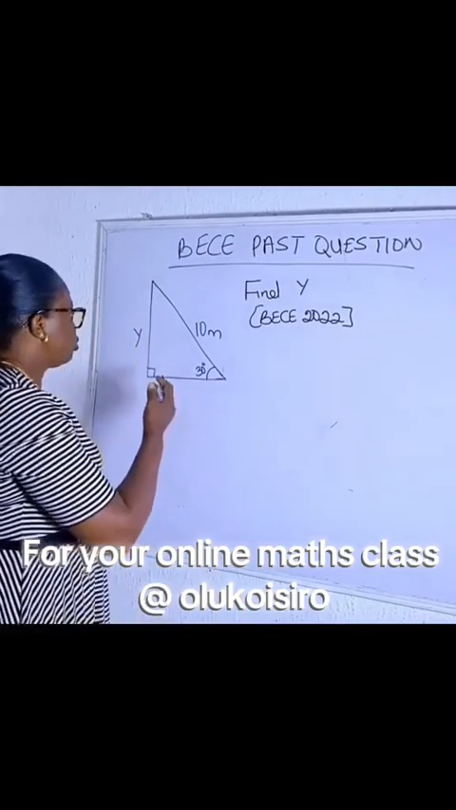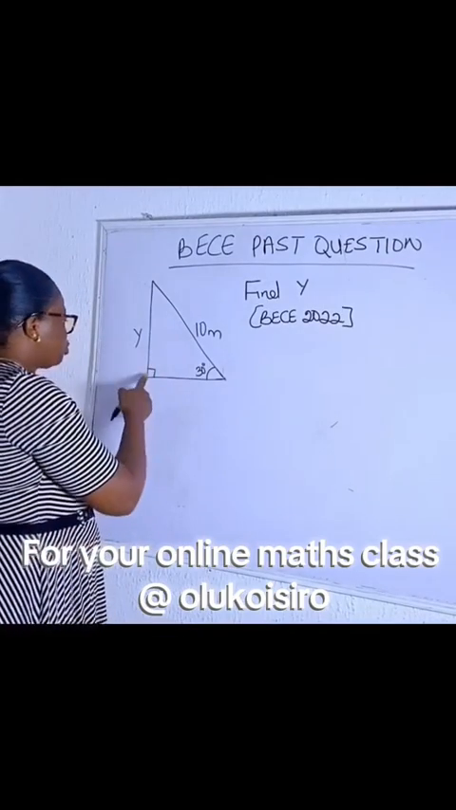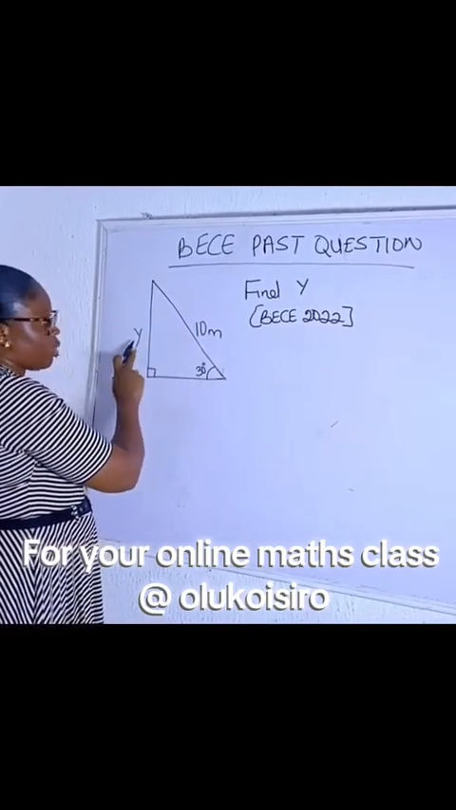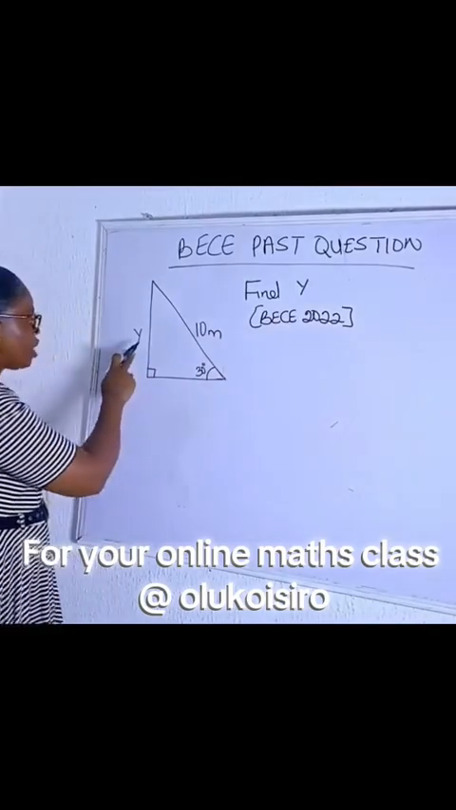Let's see the question on the board. This is a right angle triangle. How do you know that this is a right angle triangle? Because of this angle here. The question says we should find the value of this y. This is a past question for 2022. We are asked to find the value of y.